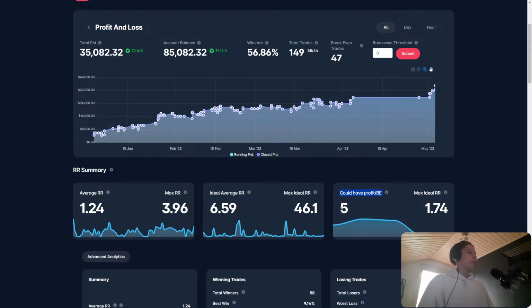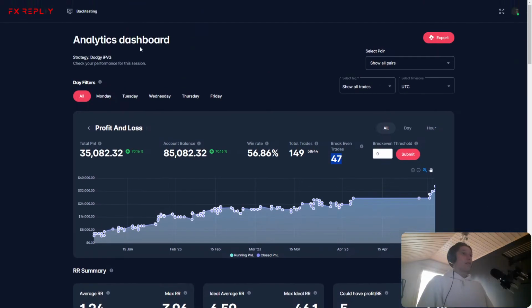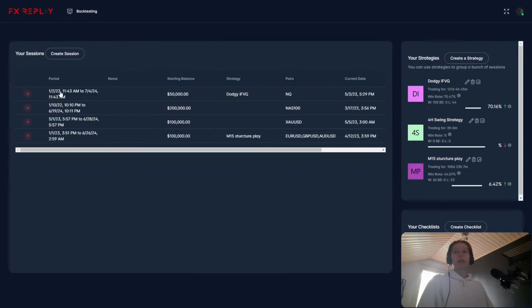But you can see 5 trades that could have profited, which went to break even, and we have 47 break even setups. So meaning if we won 5 of them and lost all the rest, we would be in the trenches. So that's why the break even is such an important part of this strategy.